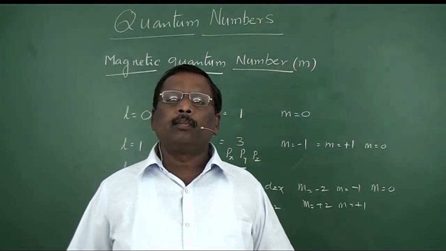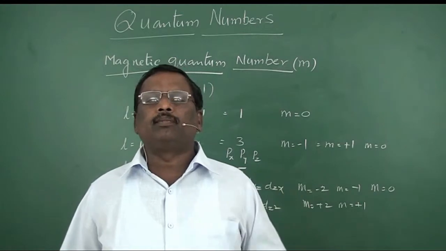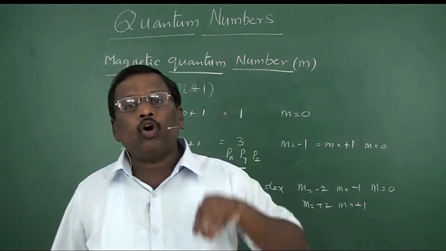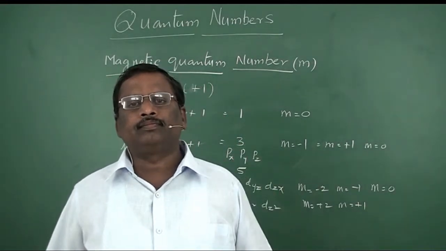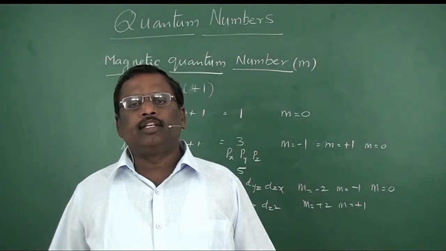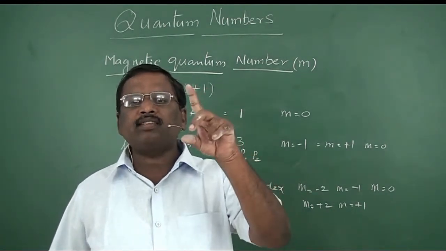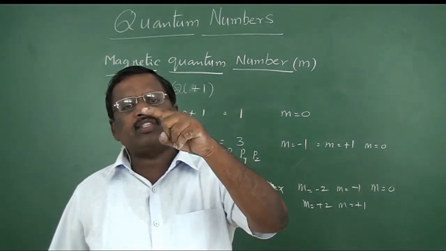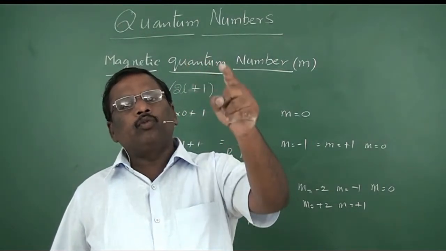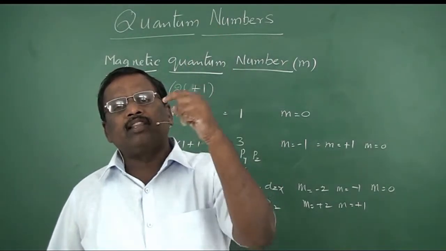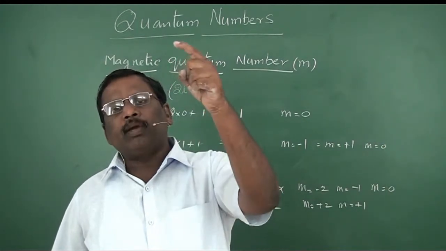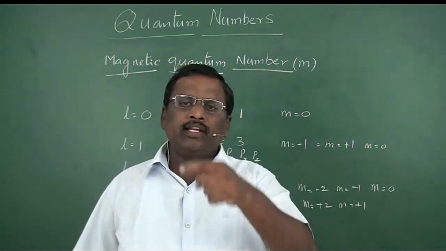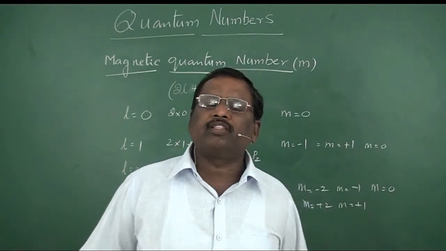This is regarding magnetic quantum number. This quantum number gives us the information in a given subenergy level in which orbital the electron is present. N value gives us information regarding the main energy level in which the electron is present. L value gives us the information in the given main energy level in which subenergy level the electron is present. And this magnetic quantum number will give us in which main energy level, in which subenergy level, and in that subenergy level, in which orbital the electron is present.